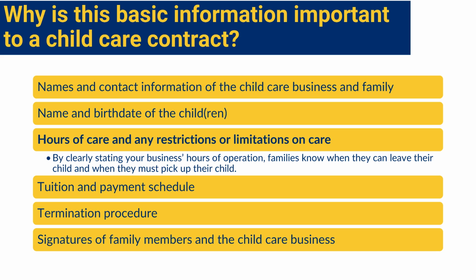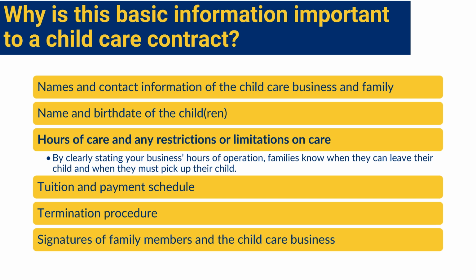Specify hours of care and any restrictions or limitations on care. List the hours of care in the agreement, the days of the week, the date when care will begin and end, and any specific dates that care is not provided. For example, if your child care business is open from 7 a.m. to 6 p.m. Monday to Friday, then you will list that specificity. If your child care business is closed the day after Thanksgiving, then list that information here.